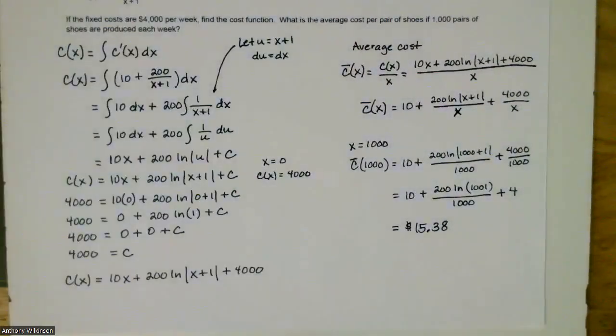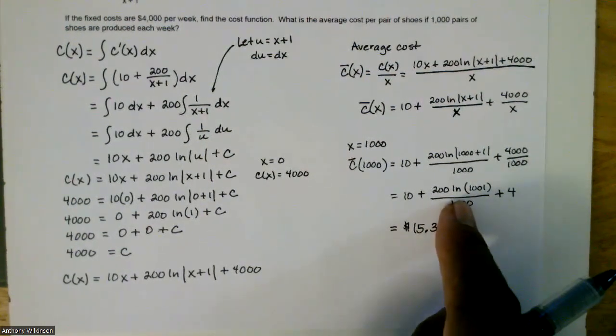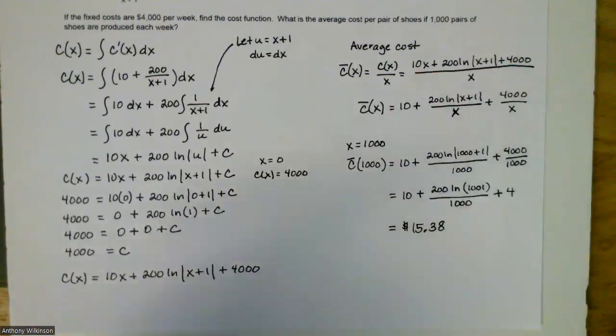Okay. So what I did was I did this part first, came up with that answer, then added the 10 and the 4 to it to get $15.38. So that would be the average cost per pair of shoes if 1,000 shoes are produced each week.